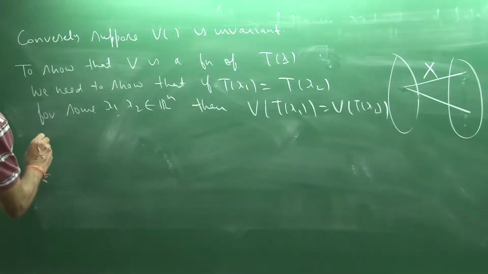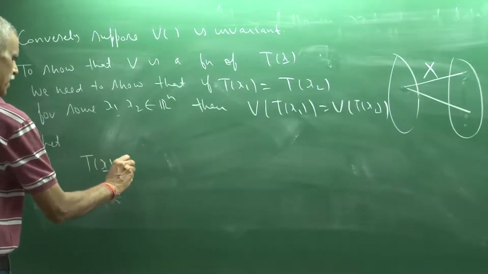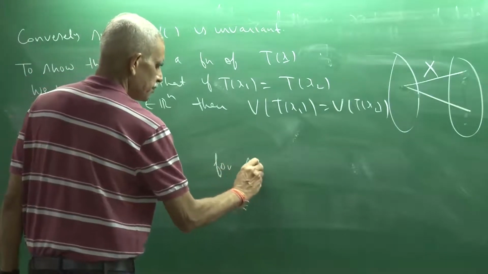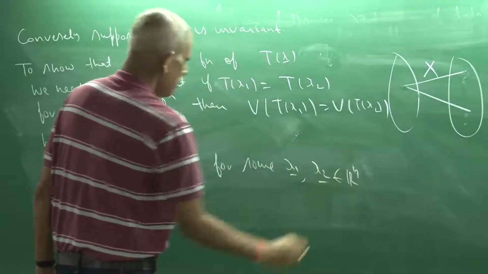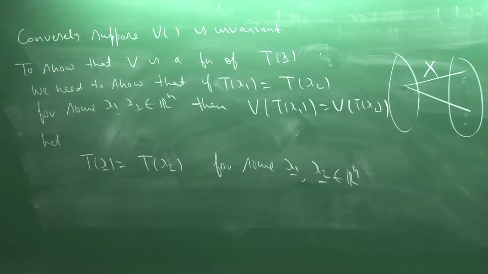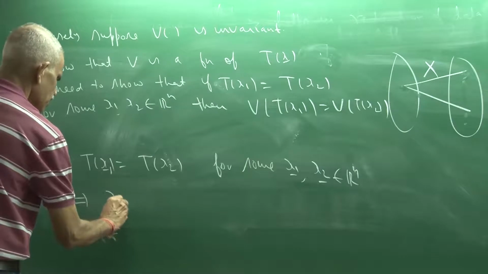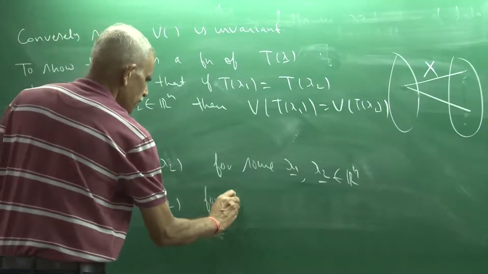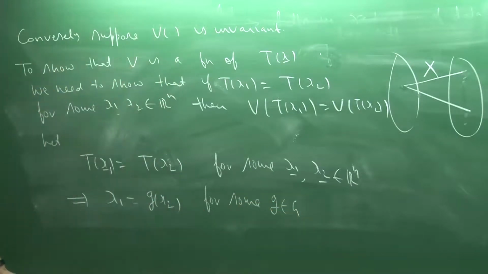So let T of x1 be the same as T of x2 for some x1, x2 belonging to R^n. But T is given to be maximal invariant. So if T of x1 is the same as T of x2, this implies that x1 is the same as g of x2 for some g. Why? Because of the definition of a maximal invariant.